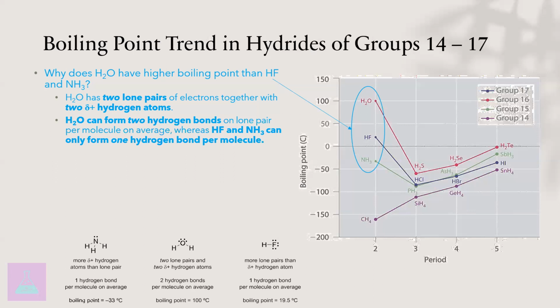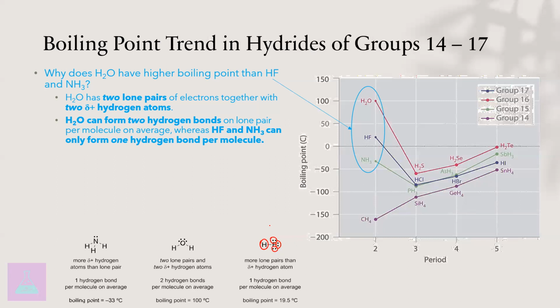You can think of this like a limiting and excess idea. If you look at hydrogen fluoride, you've got three lone pairs, but you've only got one hydrogen, right? So the number of hydrogen atoms is severely lacking compared to the number of lone pairs. As a result, the number of hydrogens determines the number of hydrogen bonds that are formed.